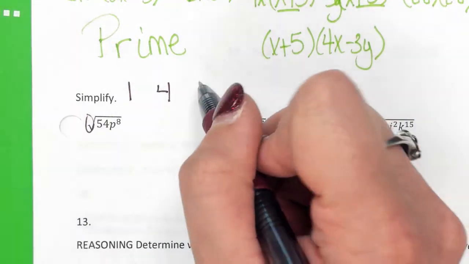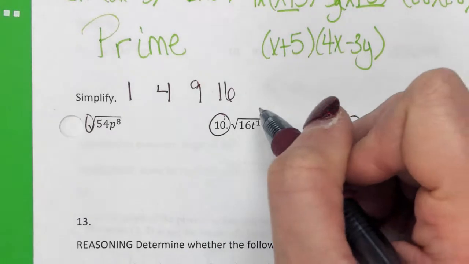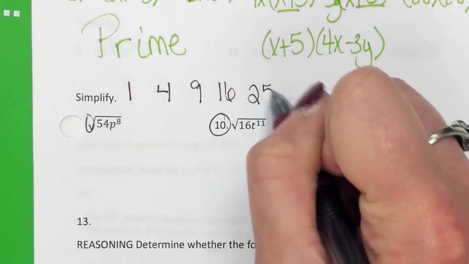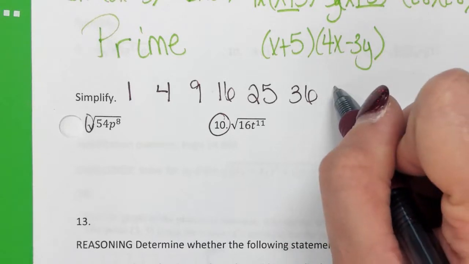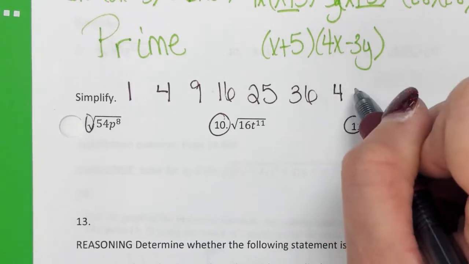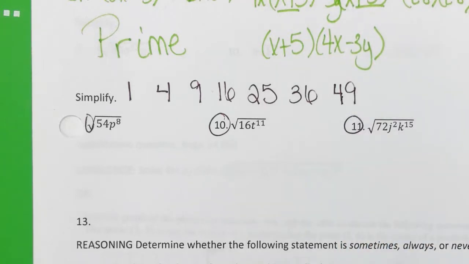What's the next one? 9. 3 times 3. 16 is 4 times 4. 25 is 5 times 5. 36 is 6 times 6. Let's do one more. Not 42. 7 times 7. 49. There you go.